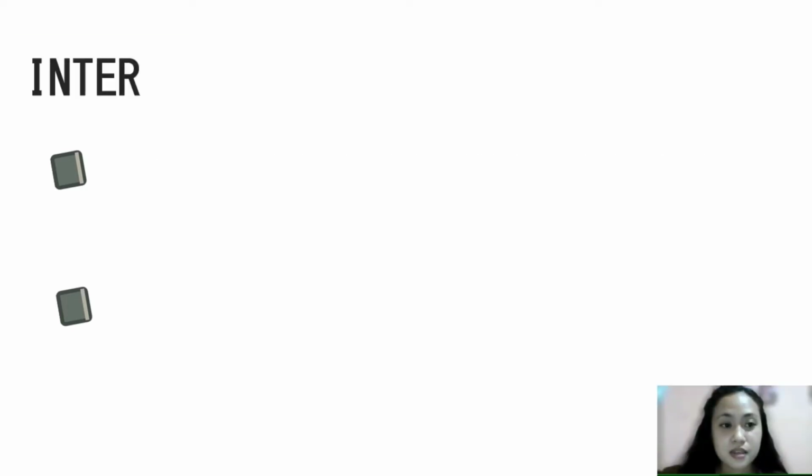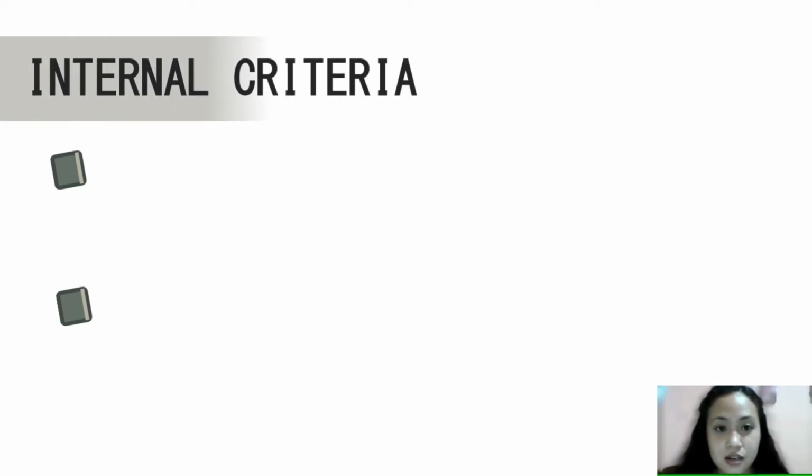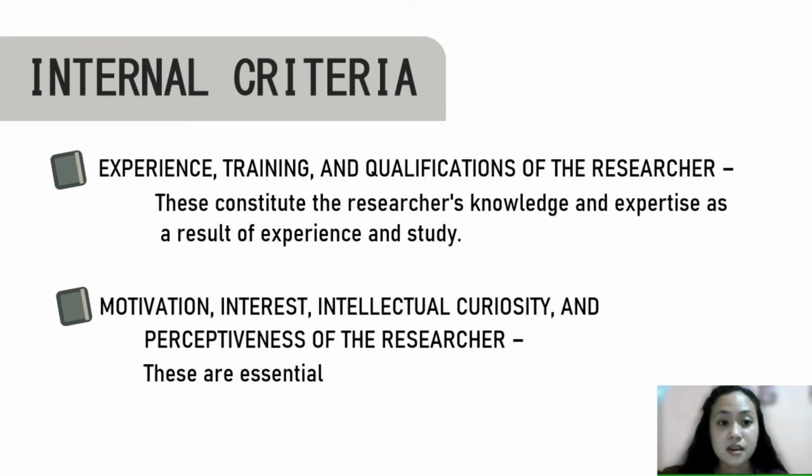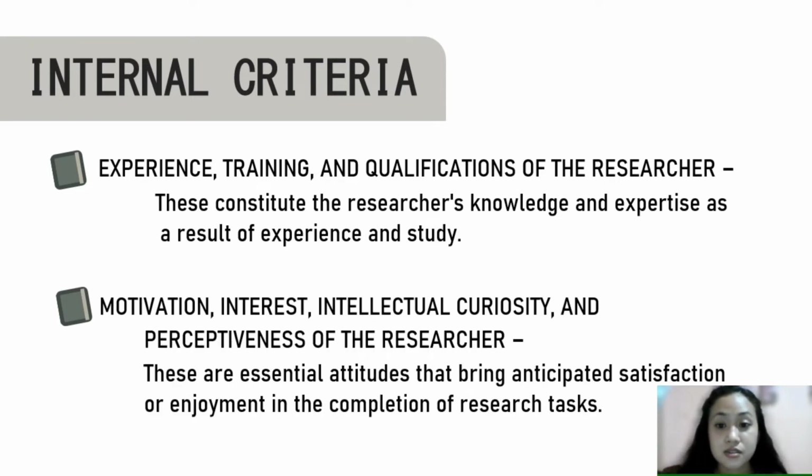Now let's proceed to the internal criteria. Internal criteria include, first, the experience, training, and qualifications of the researcher. This means the researcher's knowledge and expertise as a result of experience in the study. Next is the motivation, interest, intellectual curiosity, and perspectiveness of the researcher, meaning these are essential attitudes that bring anticipated satisfaction or enjoyment in the completion of research tasks.